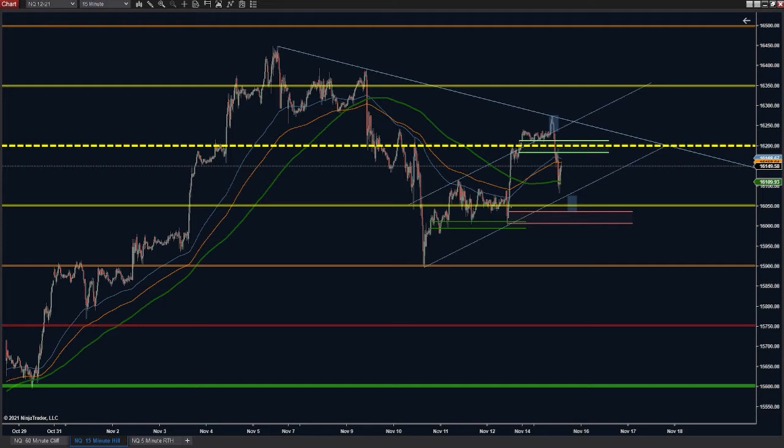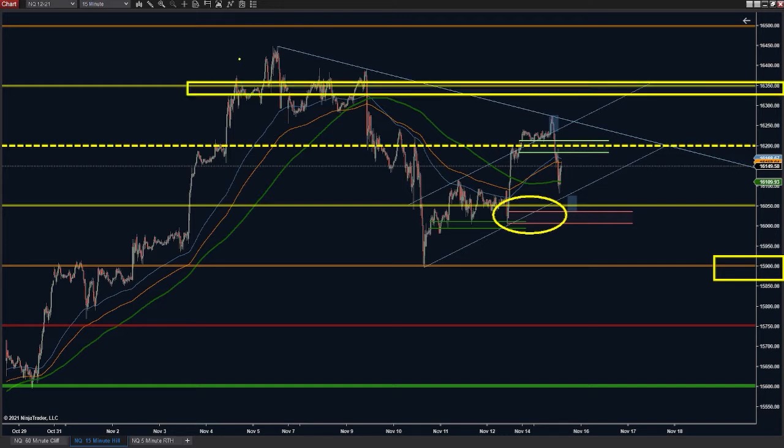The only zones that we really have, as far as supportiveness goes, is down here. That would be at around the 16,050s, or if it wants to dip a little bit lower, 15,900s. As far as resistance goes, the next zone is really up at the 16,350s, and that's about it. There's not really much else above that. So all-time highs, maybe again? We'll have to wait and see.